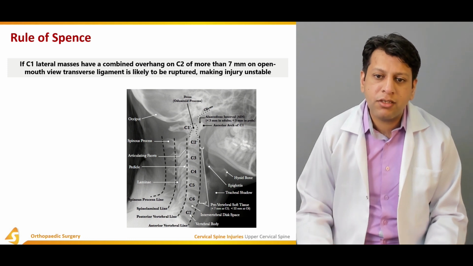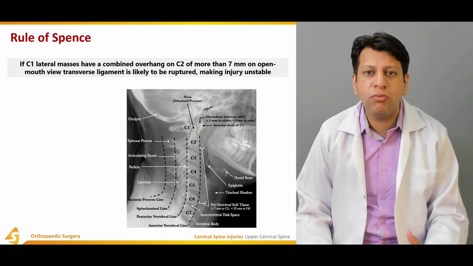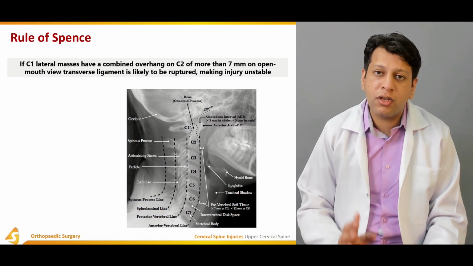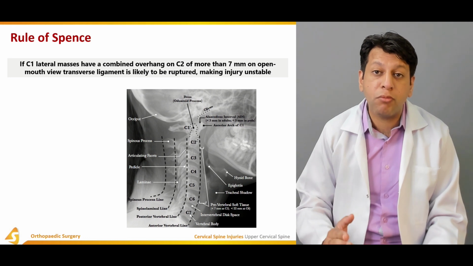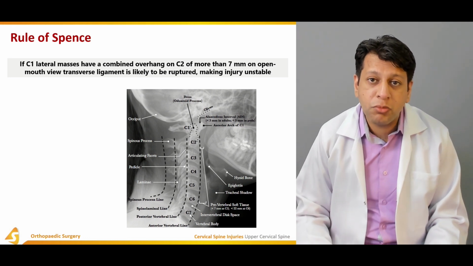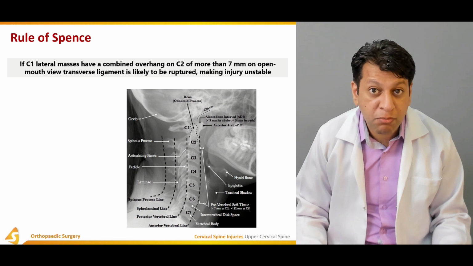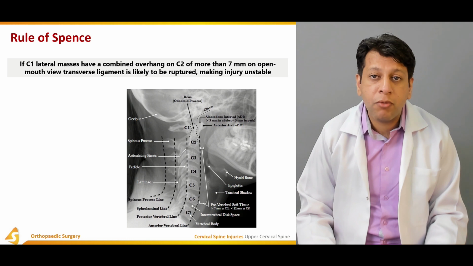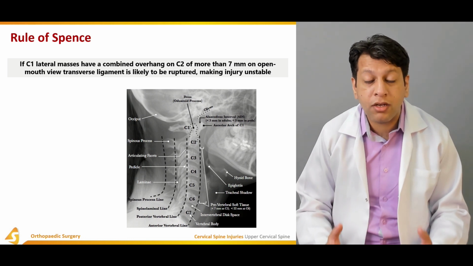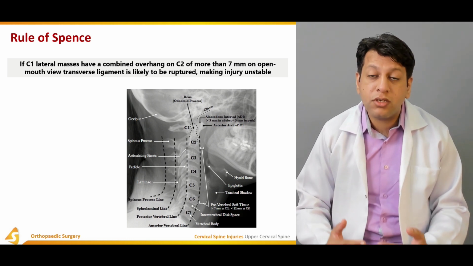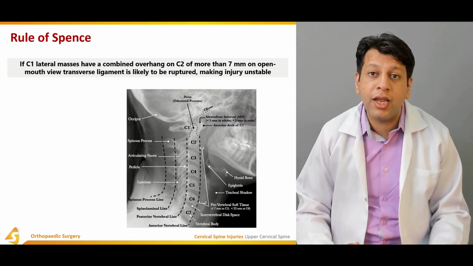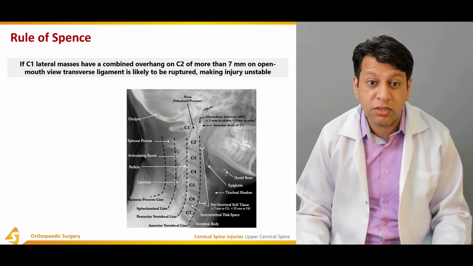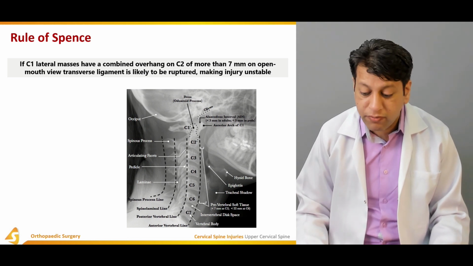For example, if it is 3, it should not be more than 3.5 mm on each side. If it is, let's suppose, more than 3.5 mm on the right as well as the left side, this means the combined overhang would be more than 7 mm. That tells us that probably not only the LR ligaments but also the transverse ligament is ruptured, and as a result the atlanto-dens articulation is disturbed, leading to a C1 Jefferson fracture.